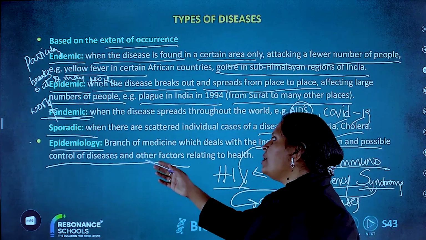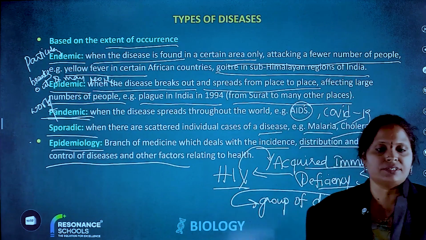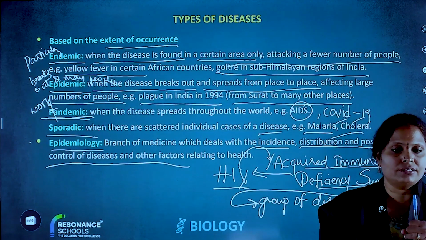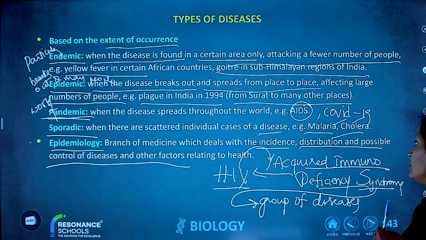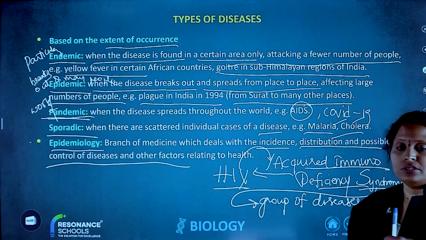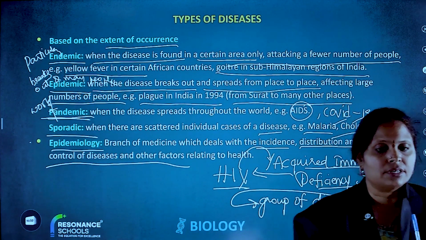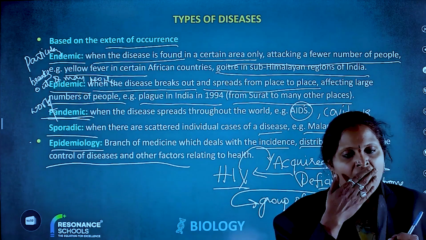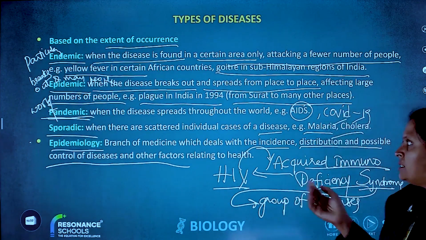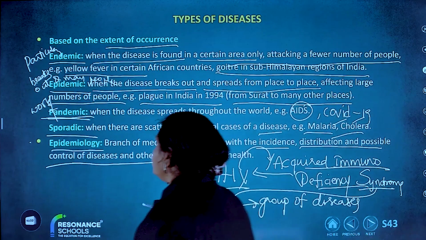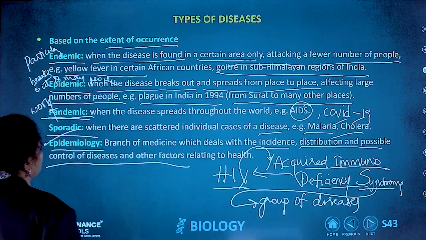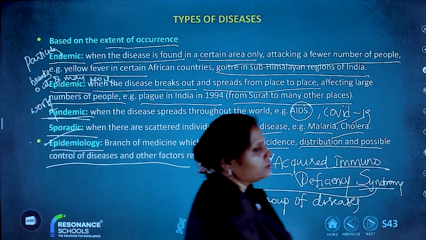And epidemiology is a branch of medicine which deals with the incidence, distribution and possible control of the disease and other factors relating to health. Do you understand? This is the word concerned with epidemiology. Okay, children, I hope you understood.